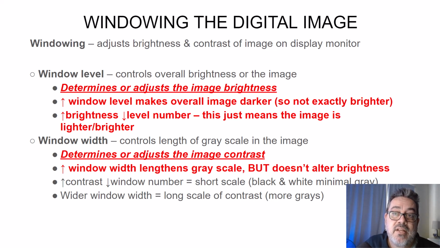Decreasing the window width shortens the grayscale, which provides a shorter dynamic range, which increases contrast to a more black and white looking image. Again, window level controls brightness, window width controls contrast. You will keep hearing these terms throughout the program, but it's a good idea to get it down early.